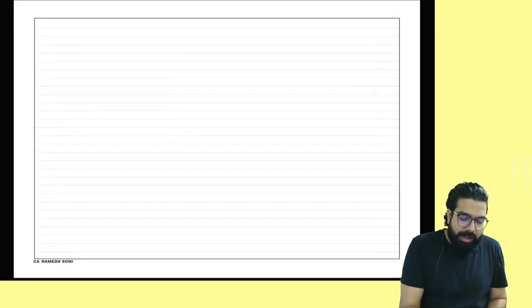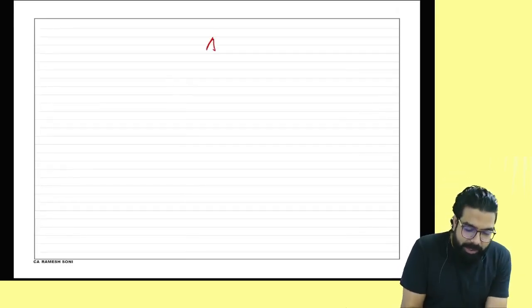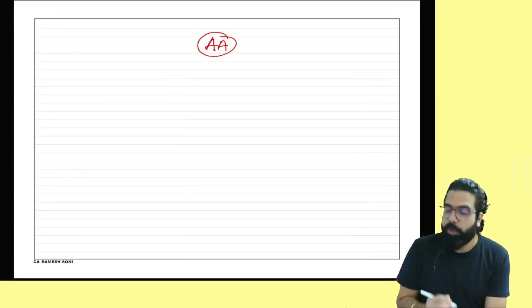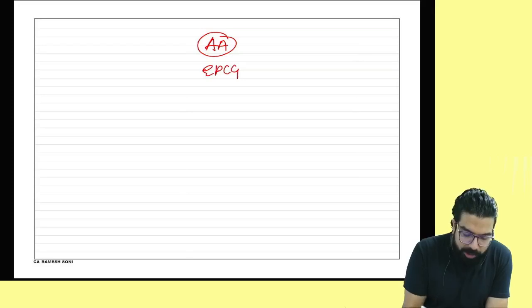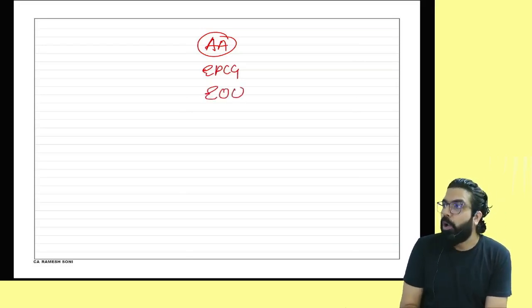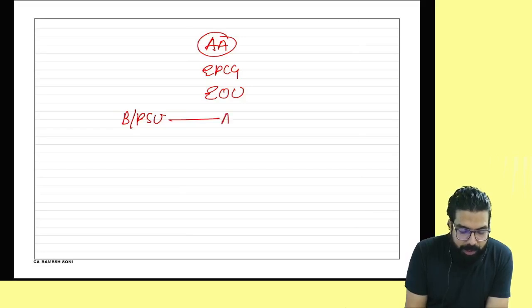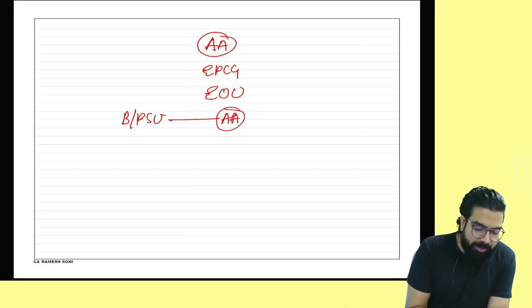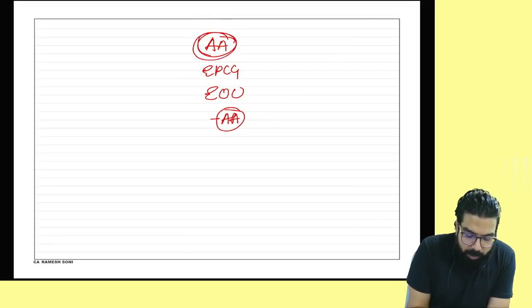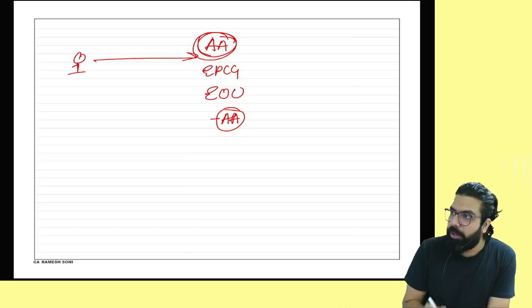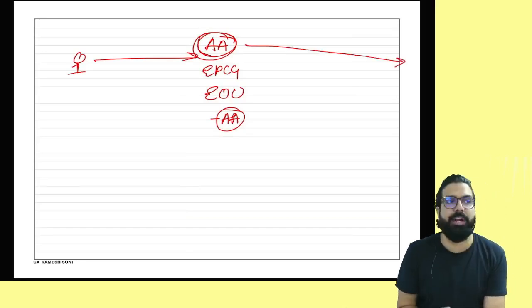If you are supplying to an advance authorization holder, or an EPCG authorization holder, or to an export oriented unit, or if a bank or PSU is supplying gold to a person holding an advance authorization, remember, whenever supplies are made to an advance authorization holder, these people go ahead and supply outside India.